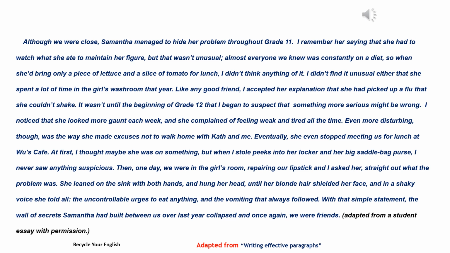Then, one day, we were in the girls' room, repairing our lipstick, and I asked her, straight out, what the problem was. She leaned on the sink with both hands, and hung her head, until her blonde hair shielded her face, and in a shaky voice she told all, the uncontrollable urges to eat anything, and the vomiting that always followed. With that simple statement, the wall of secrets Samantha had built between us over last year collapsed, and once again, we were friends.